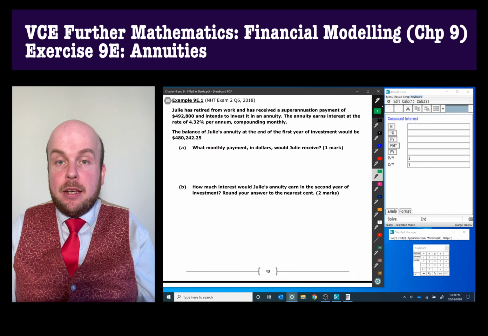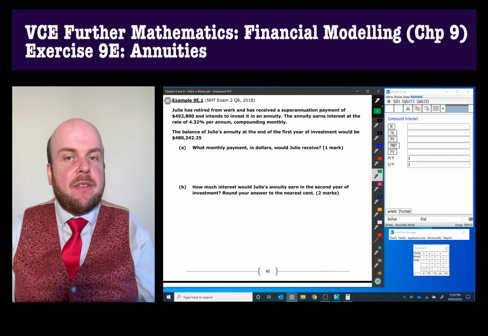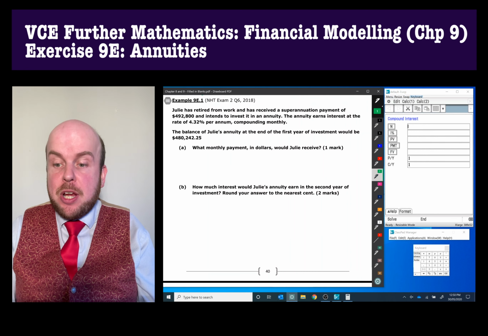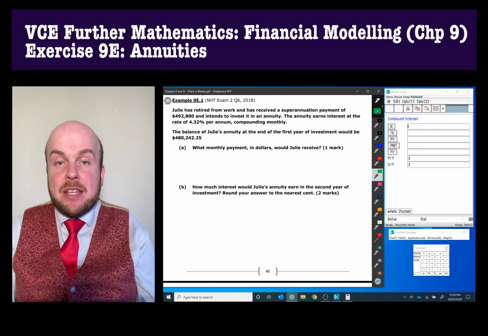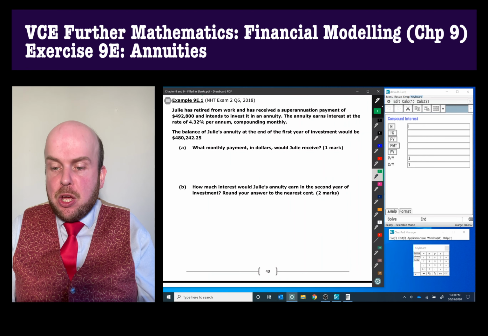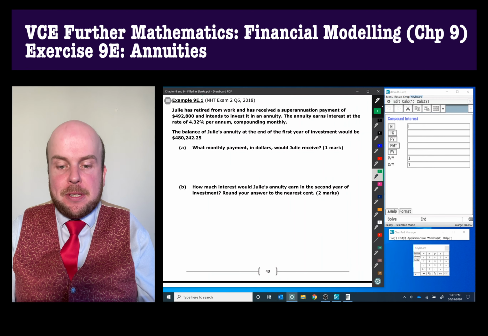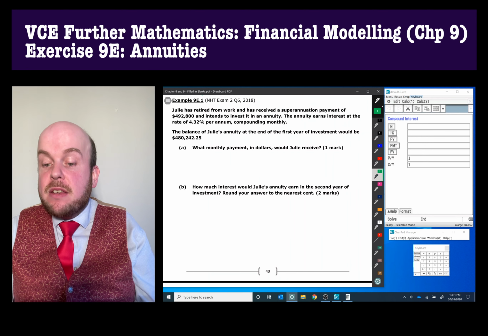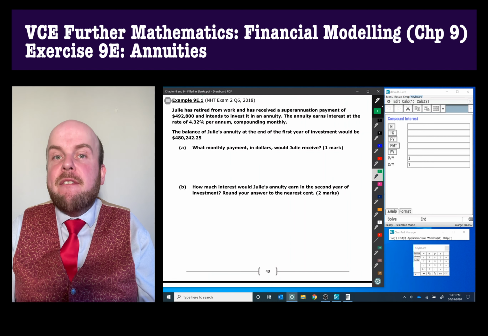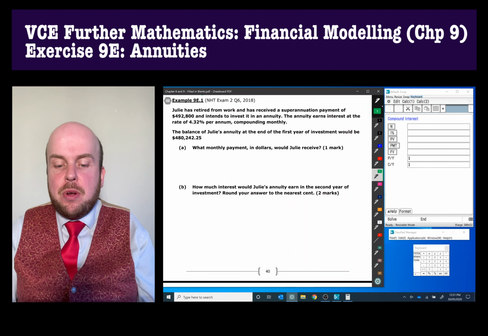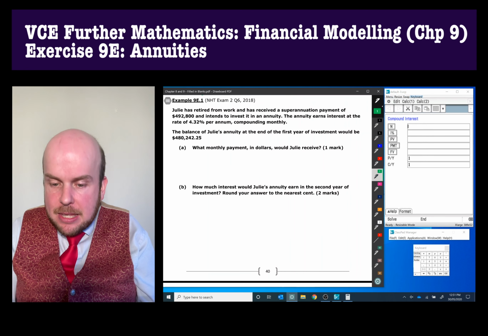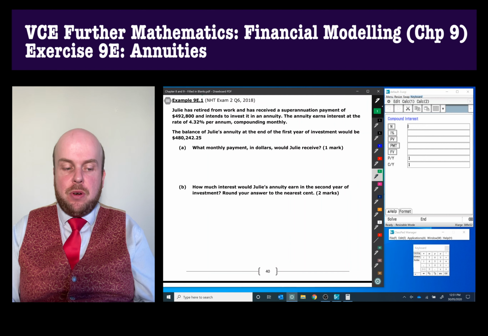Example 9E.1. This is from the Northern Hemisphere timetable of the VCAA exams. Julie is retired from work and has received a superannuation payment of $492,800 and intends to invest it in an annuity. The annuity earns interest at the rate of 4.32% per annum compounding monthly. The balance of Julie's annuity at the end of the first year of investment would be $480,242.25. What's the monthly payment in dollars that Julie would receive?